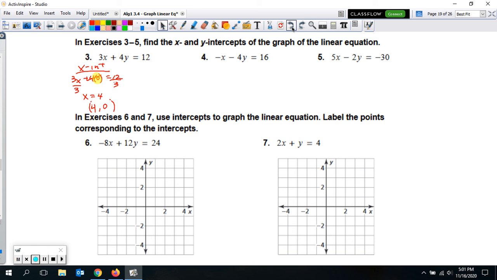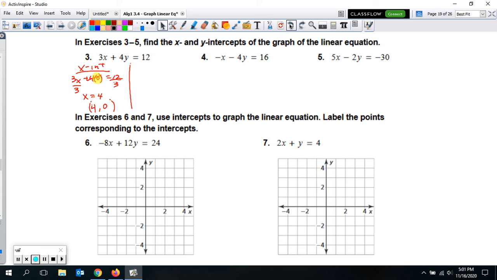And we want to write that as an ordered pair, because it says find the x and y-intercepts. So we're going to write these as ordered pairs. That would be the coordinate of the x-intercept, 4, 0, because we plugged in 0 for y, and we got 4 when we got x out.